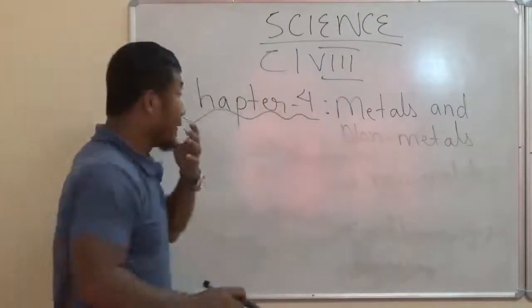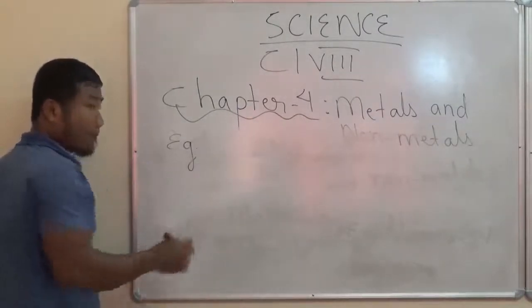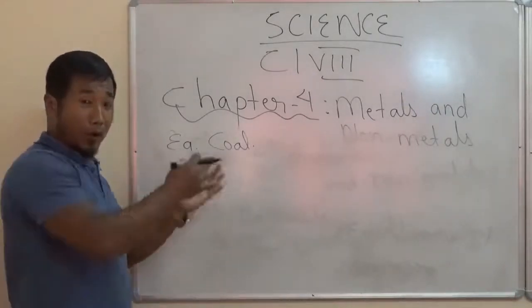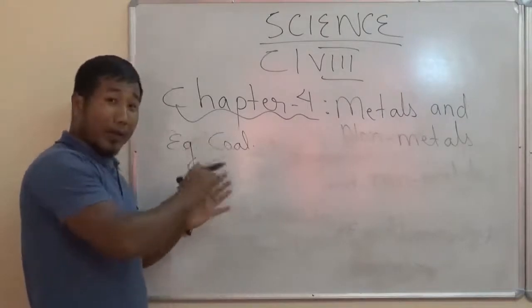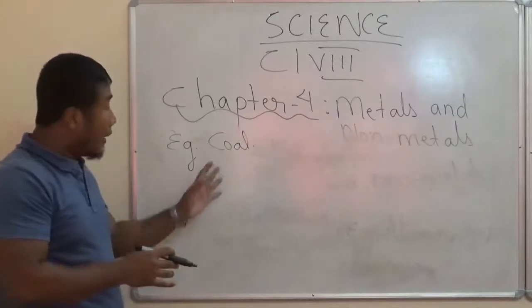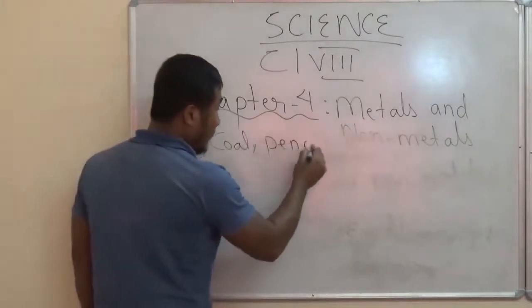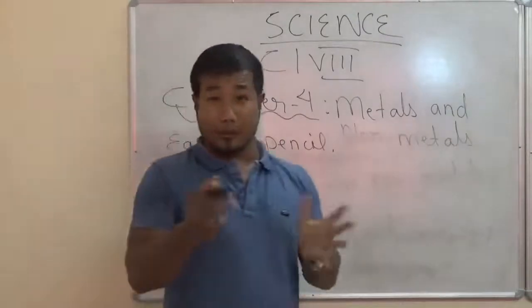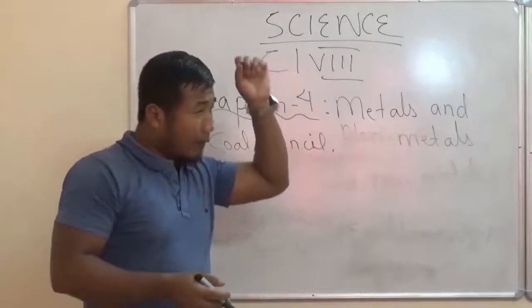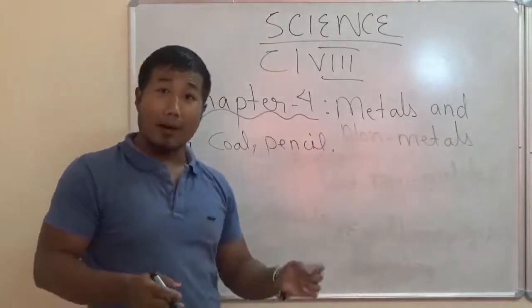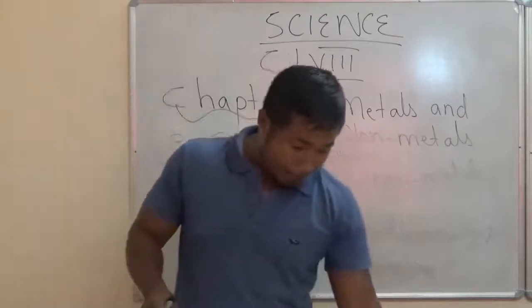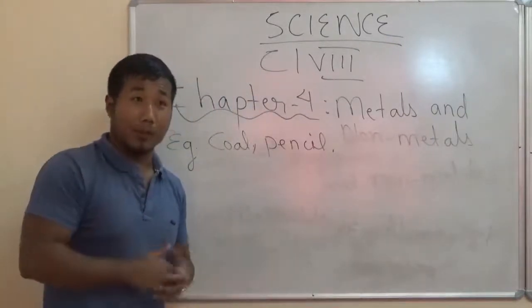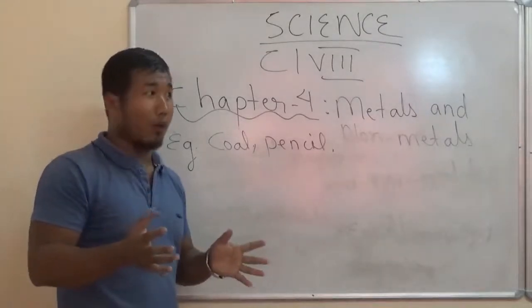Gold, if you have a cushion it will be broken into pieces. Ductility and malleability. Pencil lead is very brittle. Non-metals are brittle.